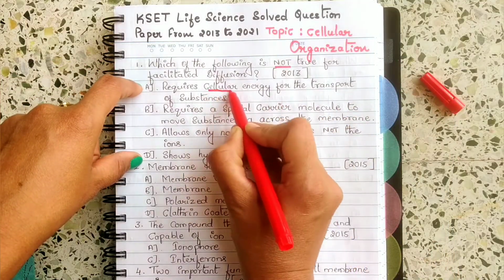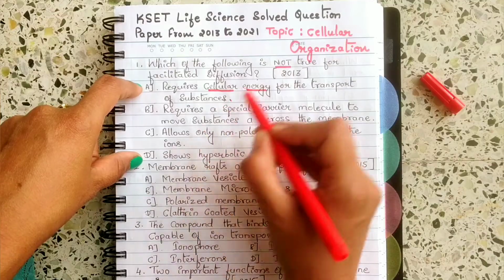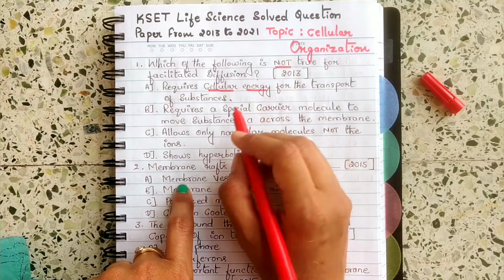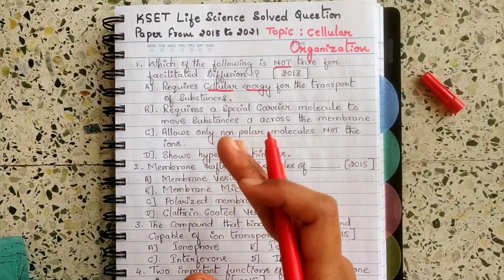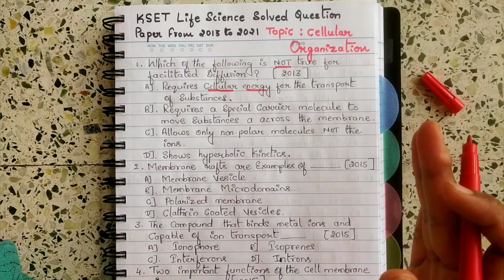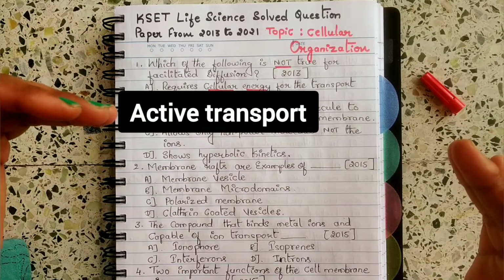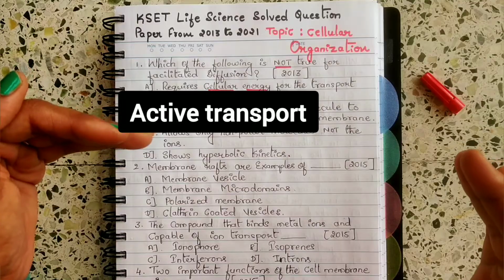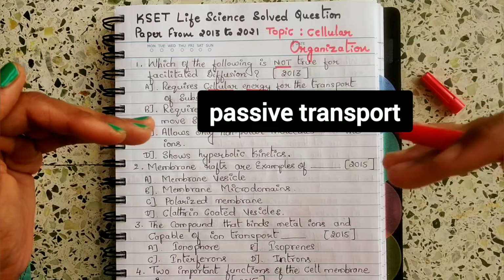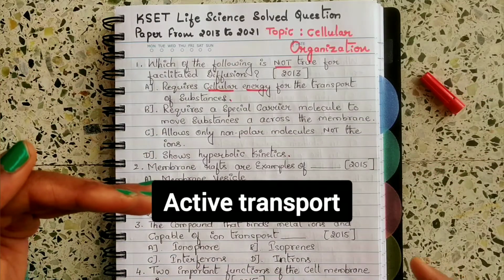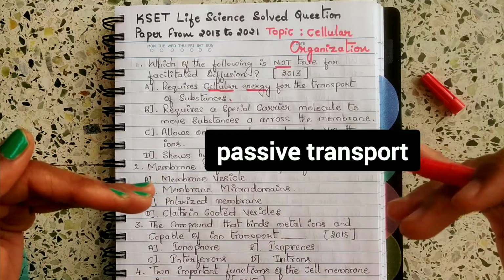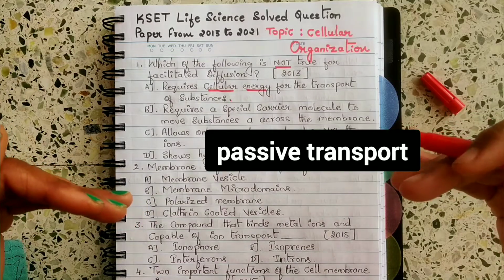First one, option A, requires cellular energy for the transport of substances. Let us focus on the question: they are asking which is not true for facilitated diffusion, right? There are two types of transport: active transport and passive transport. In active transport, energy is required in the form of ATP, that is cellular energy. But for passive transport, there is no requirement of cellular energy, that is ATP. Active transport is against the concentration gradient, meaning molecules are moving from low to high. But passive transport is along the gradient, from higher concentration to lower concentration.